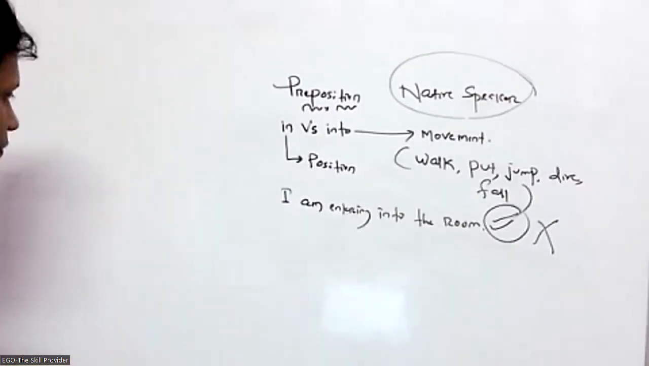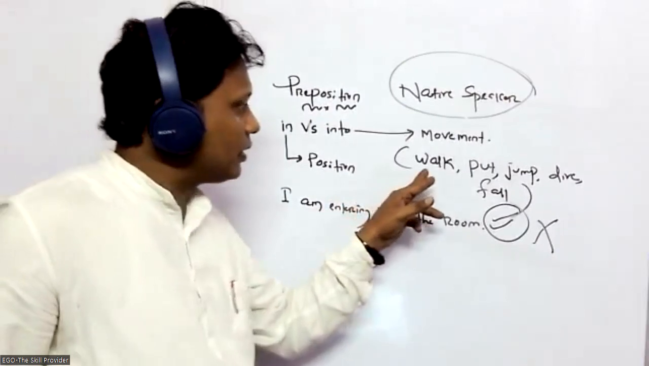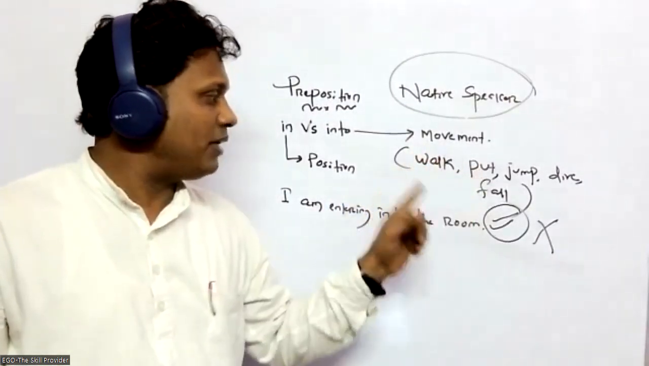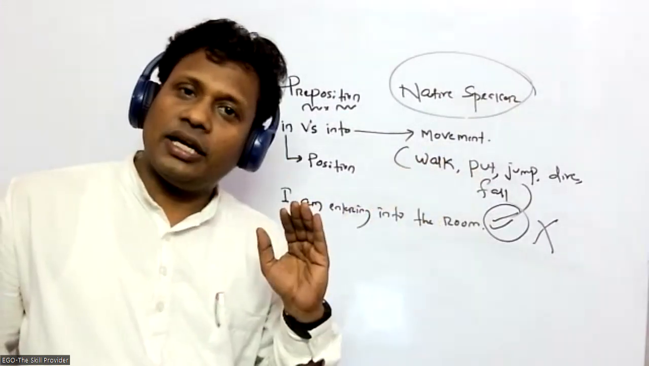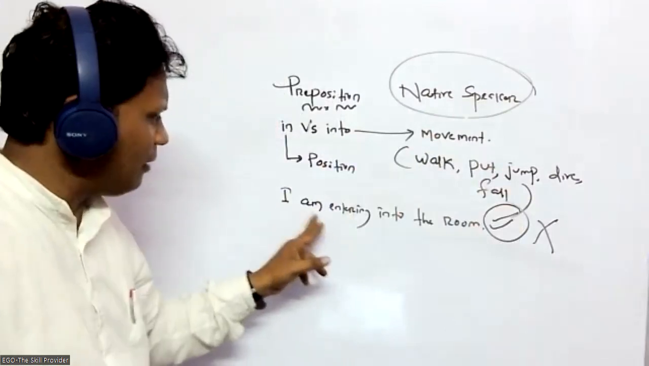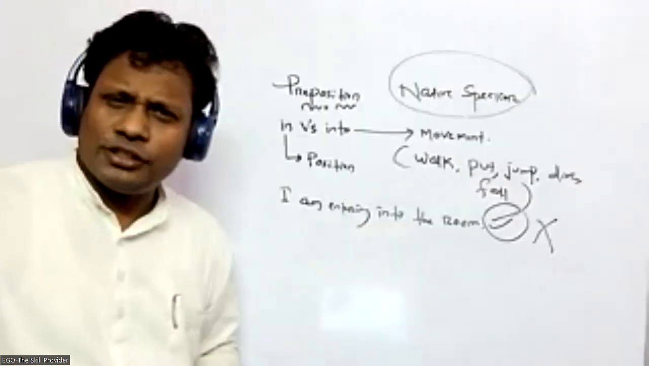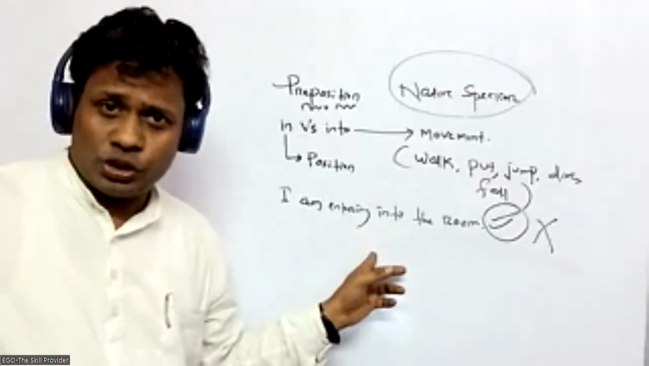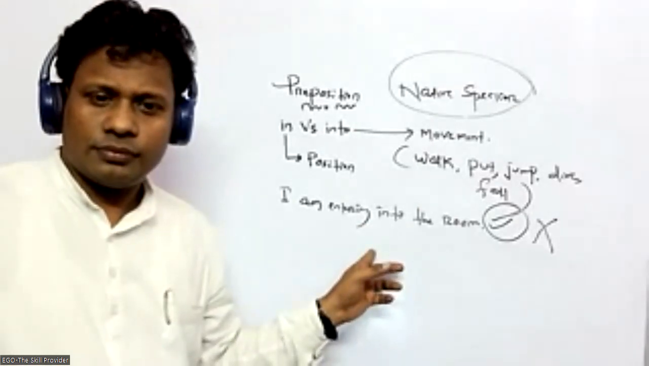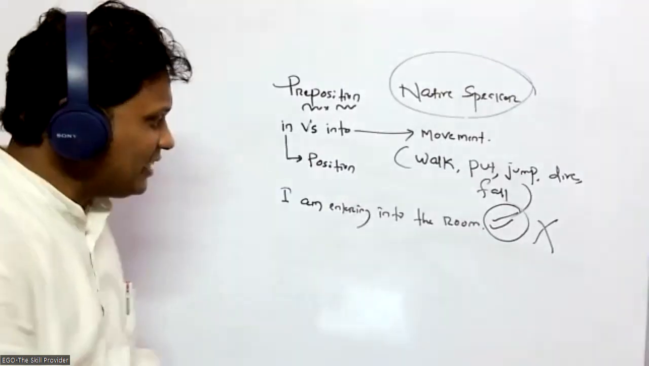Okay, I told you that actually when there is a movement, walk, put, jump, dive, all these things, you can use something called "into." But I say "I am entering into the room" is wrong. Why is this wrong? And this was an SBI question. No, this is a contradiction, sir. Yeah, contradiction. So this is the contradiction.